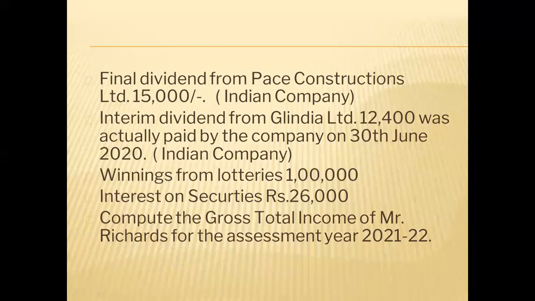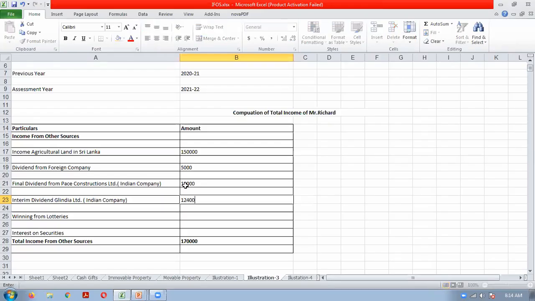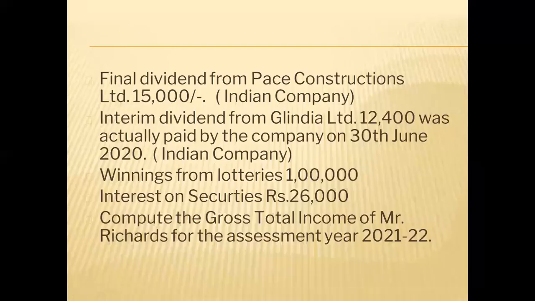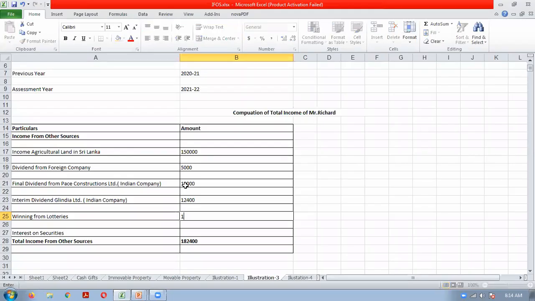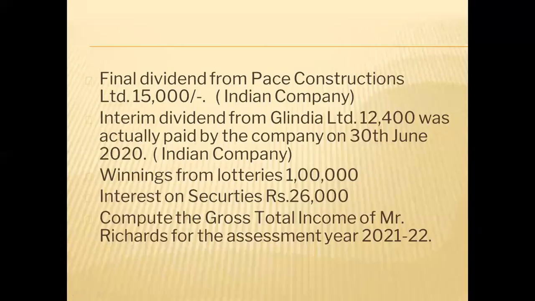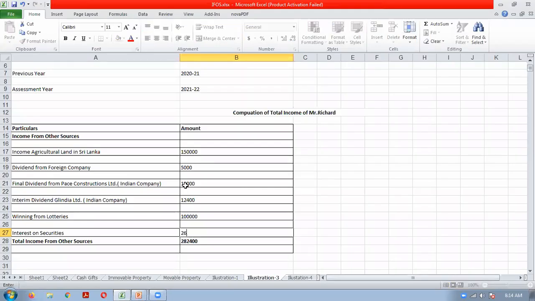Interim dividend 12,400. Winning from lotteries, 1 lakh. Lottery income is an income from other sources. Income from securities, interest from securities, 26,000. So income from other sources for Mr. Richard is 3,08,400. Okay. Understood this, everybody?